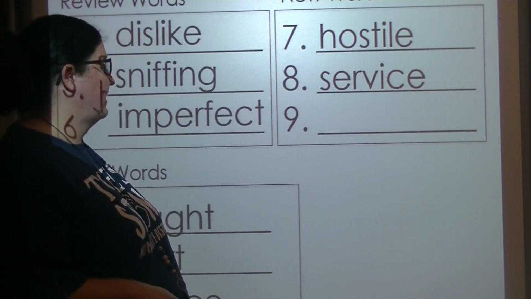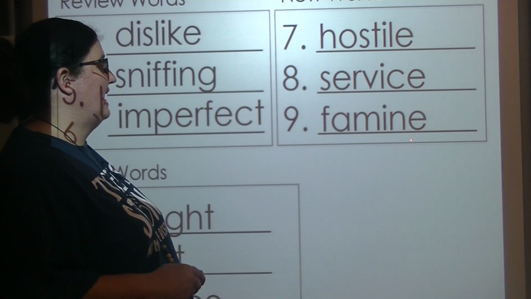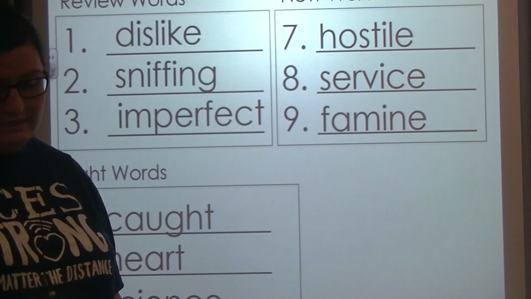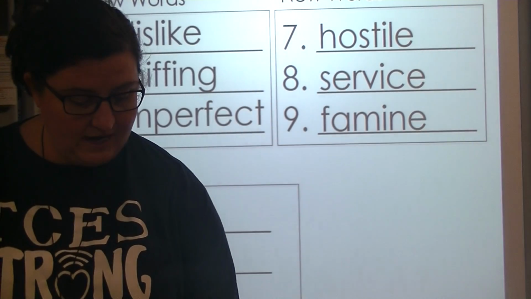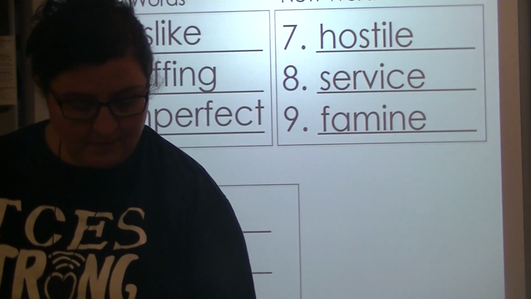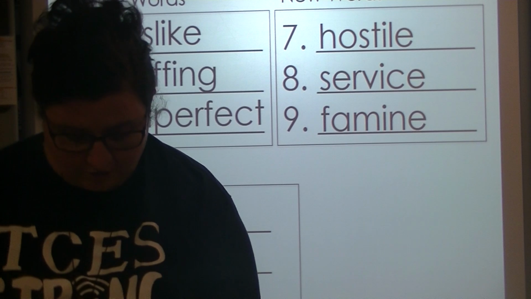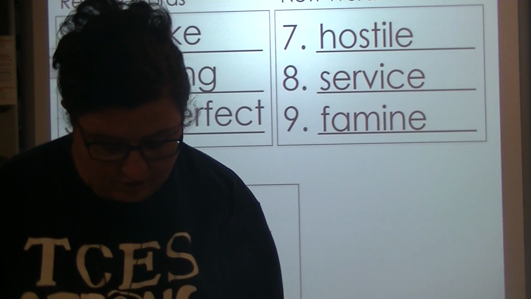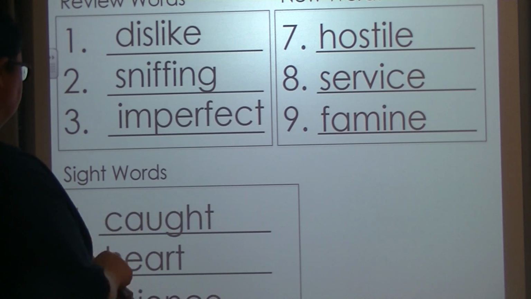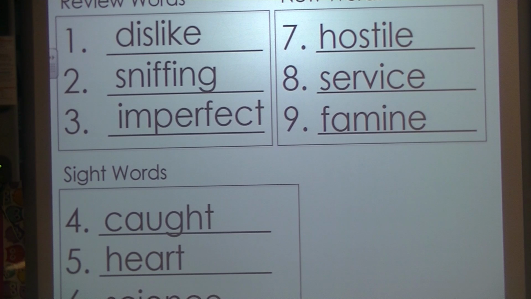Okay, guys, let's spell famine. F-A-M-I-N-E. Famine. I-N-E. All right, at the bottom, read the sight words and spell them out loud to someone as practice. All right, turn to your practice page. Let's practice coding.